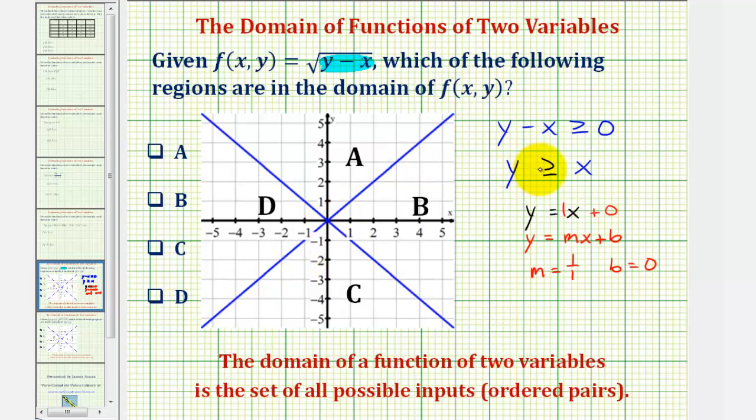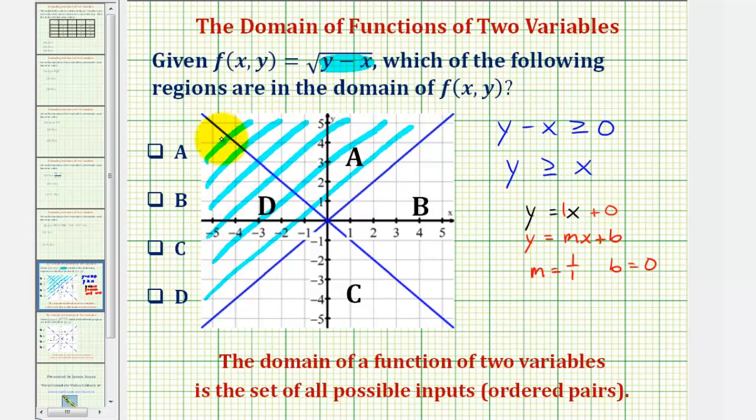And because y must be greater than or equal to x, that means we're going to shade above the line. So we would shade these two regions here. So this region here, including the line, makes up the domain of f of x comma y. And therefore, our answer is A and D.